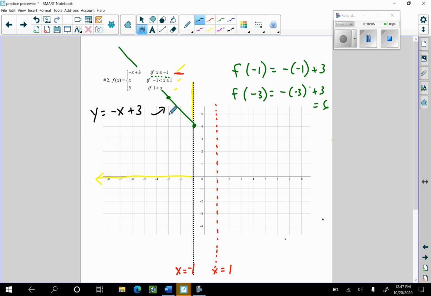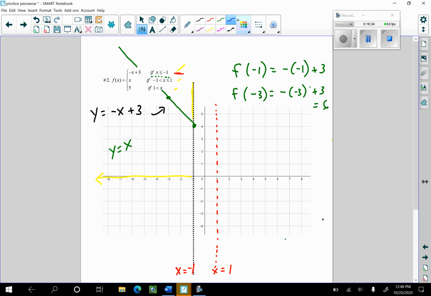Now I'm going to graph the middle piece. And the middle piece is y equals x. Can anyone tell me about what y equals x would look like? Because the middle piece, folks, is simply going to be y equals x. That's the world's most famous line. It has a y-intercept of 0, and it goes up 1 over 1.